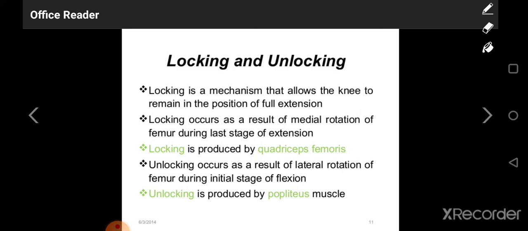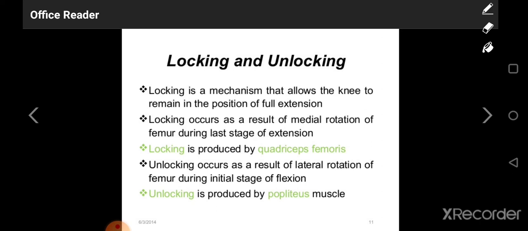Locking means medial rotation. When you use your key to lock any structure in the room, how do you move your hand? You just medially rotate your hand. So this medial rotation is locking, and locking is produced by the quadriceps femoris muscle in case of the knee joint.